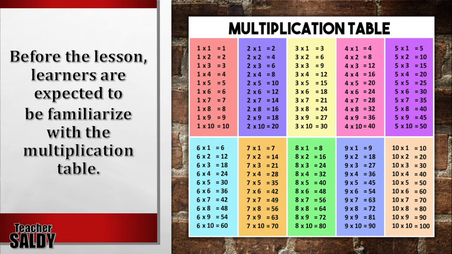So before this lesson, you are expected to be familiarized with the multiplication table. So sa divisibility rule, since this is division, you are expected to be familiarized with the multiplication table. So ibig sabihin, kailangan kapag tinanong ka na 8 times 7, dapat alam mo na 56 yung sagot. So, napakahalaga nitong multiplication table. It is important to master the multiplication table before going to divisibility rules.